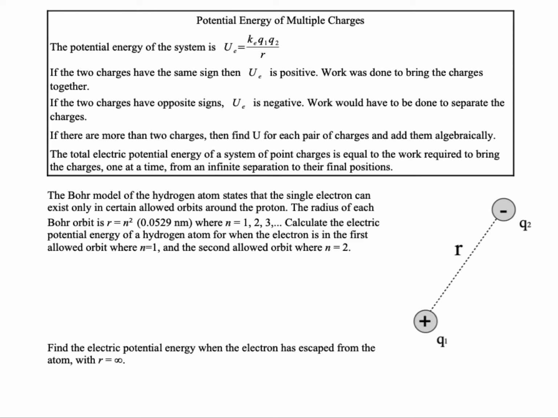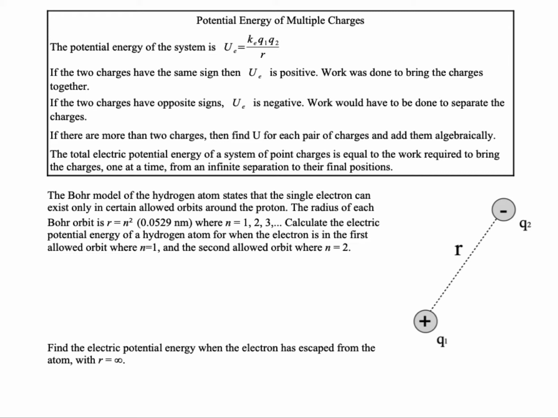The potential energy of a two-charge system will be given by U equals kQ1Q2 over r. We find that if the two charges have the same sign, then the electric potential energy between them will be positive. And this tells us that it requires work to bring like charges together. However, if the charges have opposite signs, then the electric potential energy between them would be negative. This means it'll require work to separate the charges.